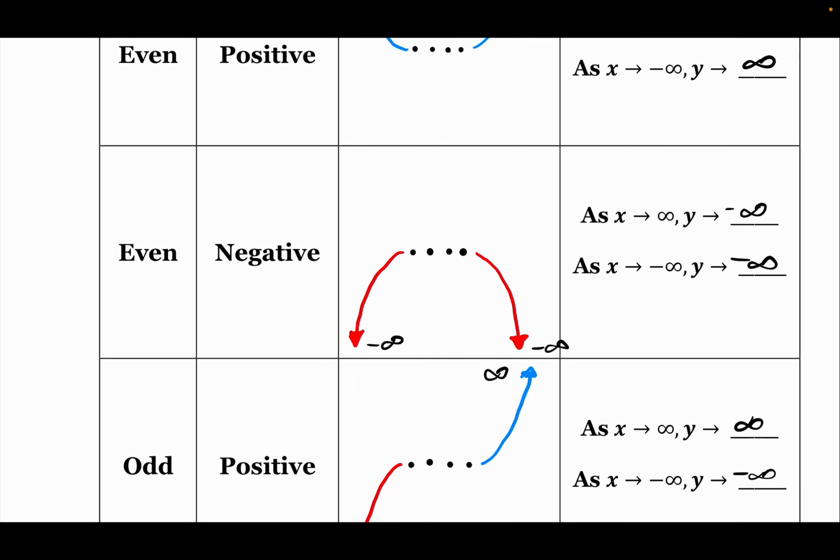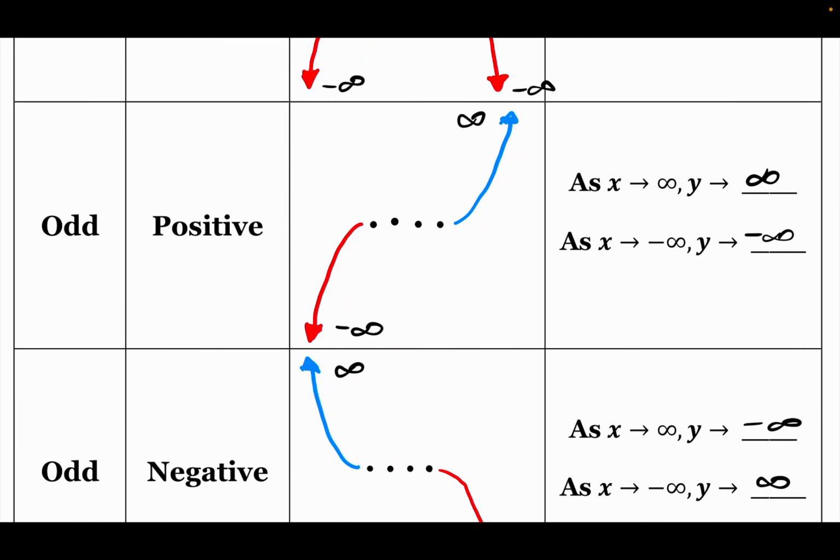Even, negative. So let's say it's an even and it's negative. It's got the opposite look. It's kind of a reflected look, right? So as I'm going to the right, which way is the arrow going, up or down? Down. Now change it. If I'm going to the left, which way is the arrow going? Down as well. That's why both of these guys are negative infinities. Okay?